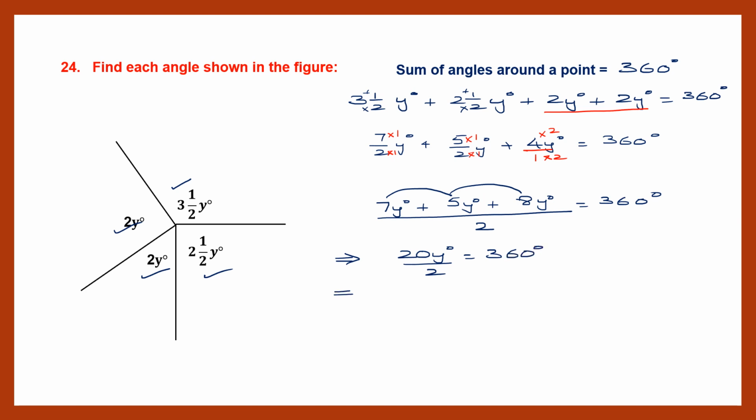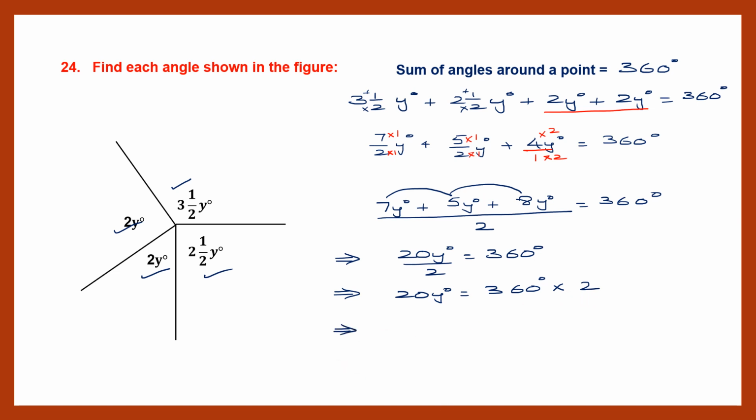Now we can find the value of only 20y degrees by writing 360 degrees into 2. How did we get into 2? Here 2 is in the denominator, division. I'm moving it from the left side to the right. When I move it to the right, it becomes multiplication by 2. Let's leave it there and let's go on again.